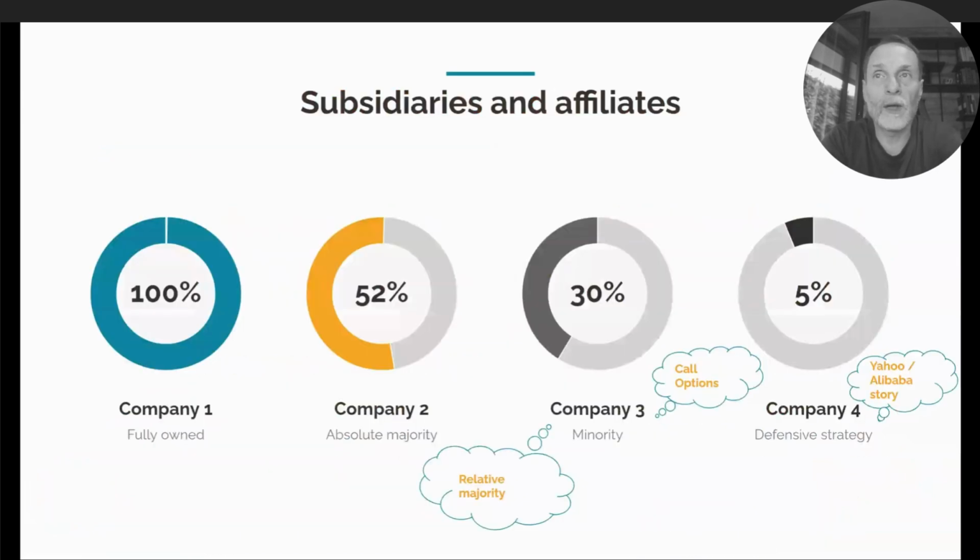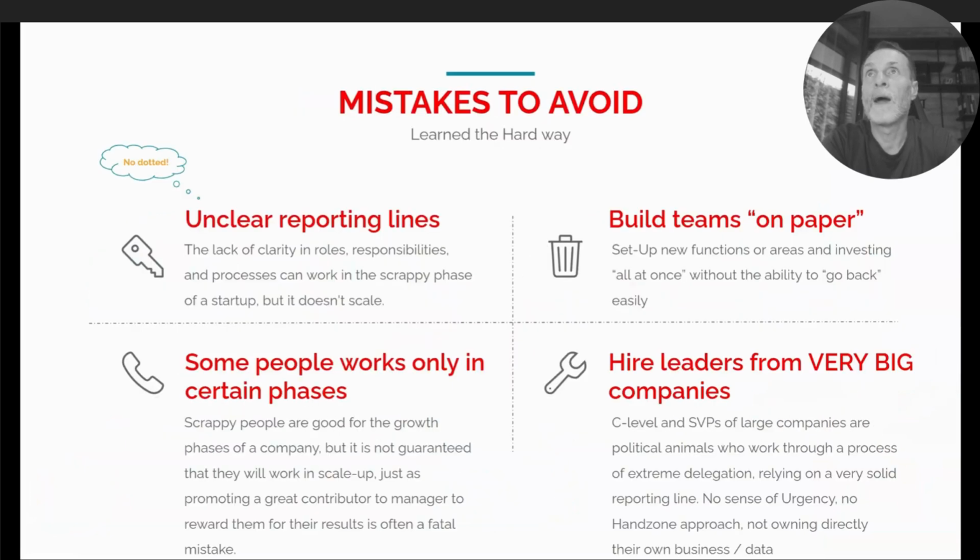Another way to look at the organization is that an organization is not only made of people, but maybe you have a company that owns other companies. The other companies can be fully owned, can be partially owned, with an absolute majority or minority, or a relative majority if other shareholders have less than 30% in this case. Or maybe you own a very small portion of a company, but it's a defensive strategy.